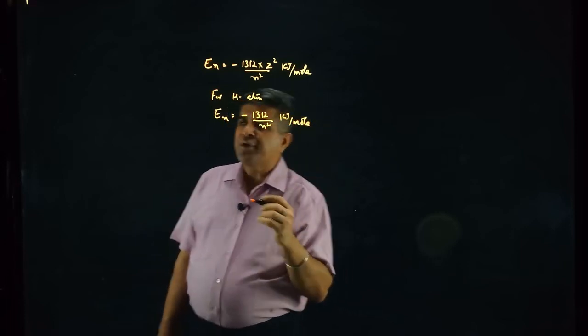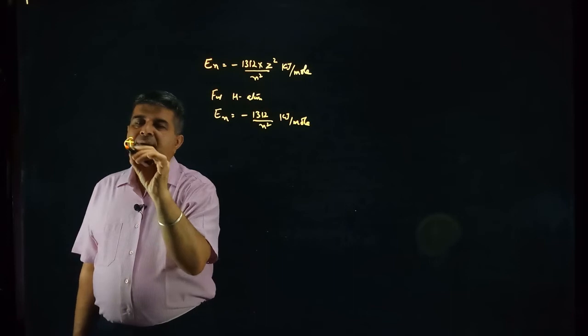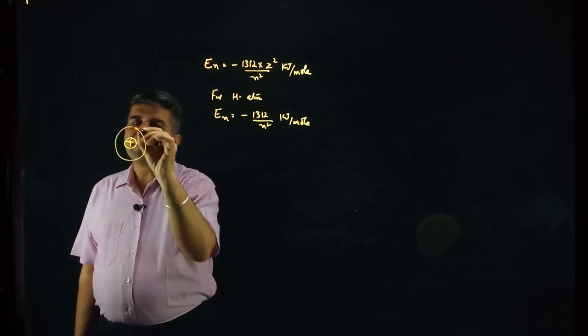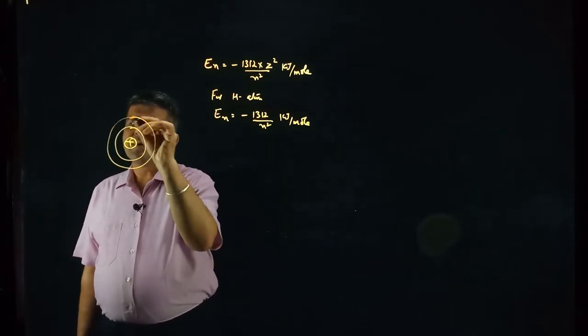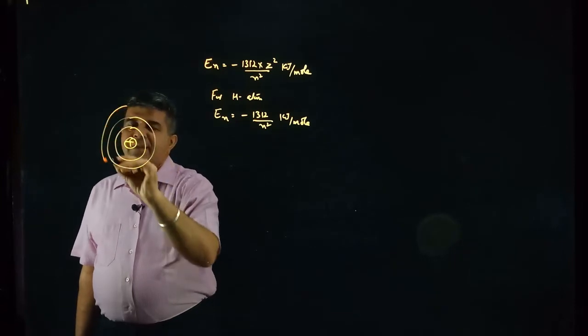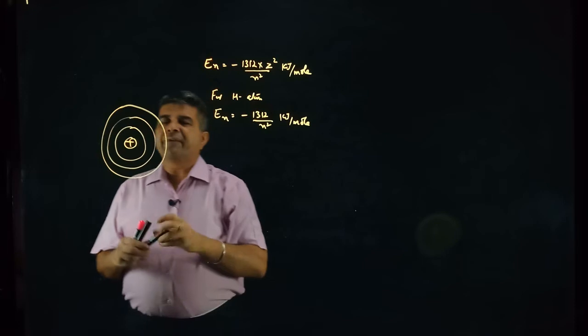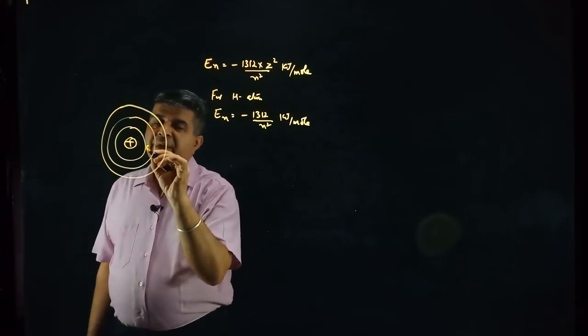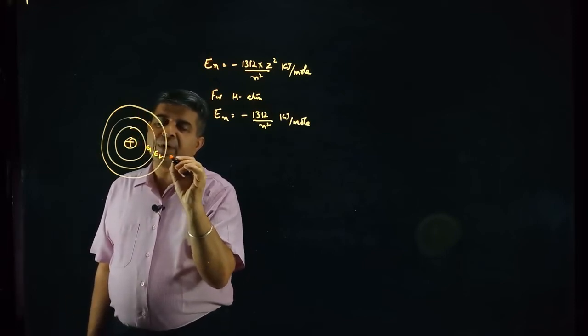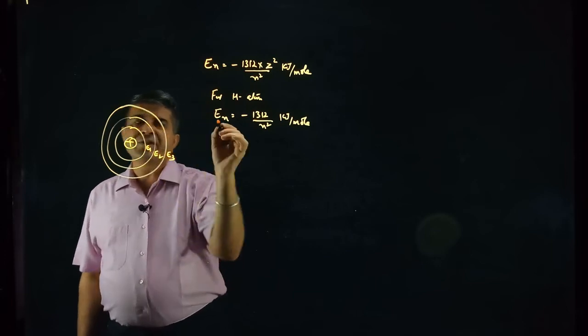Say now in hydrogen atom, say this is nucleus and this is the first orbit, this is the second orbit, and this is the third orbit. So now if this is the first orbit, this would be E1 energy, this is E2 energy, and this is E3 energy, and so on.